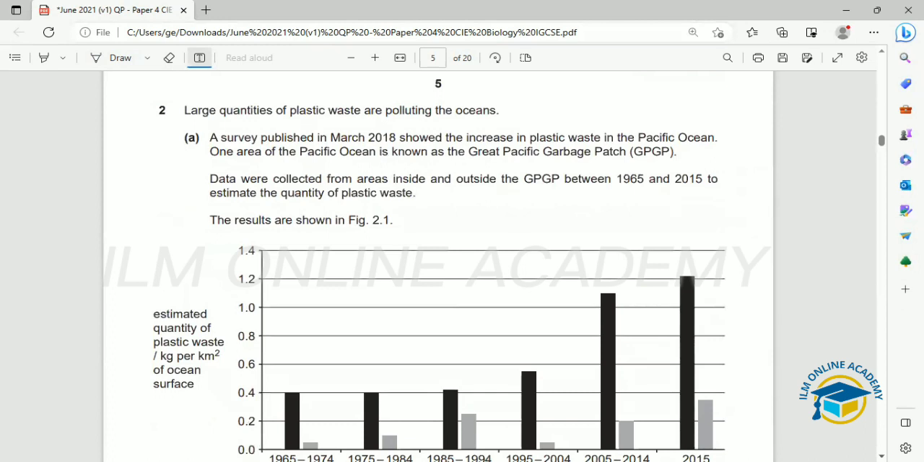Okay, then question number two: large quantities of plastic waste are polluting the oceans. A survey published in March 2018 showed the increase in plastic waste in the Pacific Ocean. One area of the Pacific Ocean is known as the Great Pacific Garbage Patch. Data were collected from areas inside and outside the Great Pacific Garbage Patch, which is also represented as GPGP, between 1965 and 2015 to estimate the quantity of plastic waste.